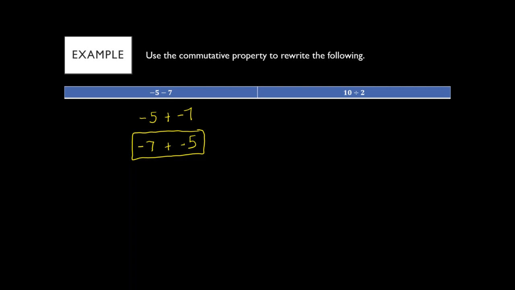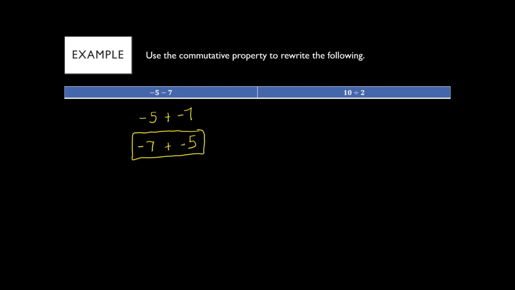Now, this says just use the commutative property to rewrite. So that's all we're literally doing, is rewriting it. We're not simplifying it. We're not actually doing the addition here. We're just rewriting it to show you what the commutative property means and how it can be used. Now on the right, I've got a division problem. I said you can't use the commutative property with division because the order matters. Well, in order to use the commutative property, you have to rewrite it as multiplication first.